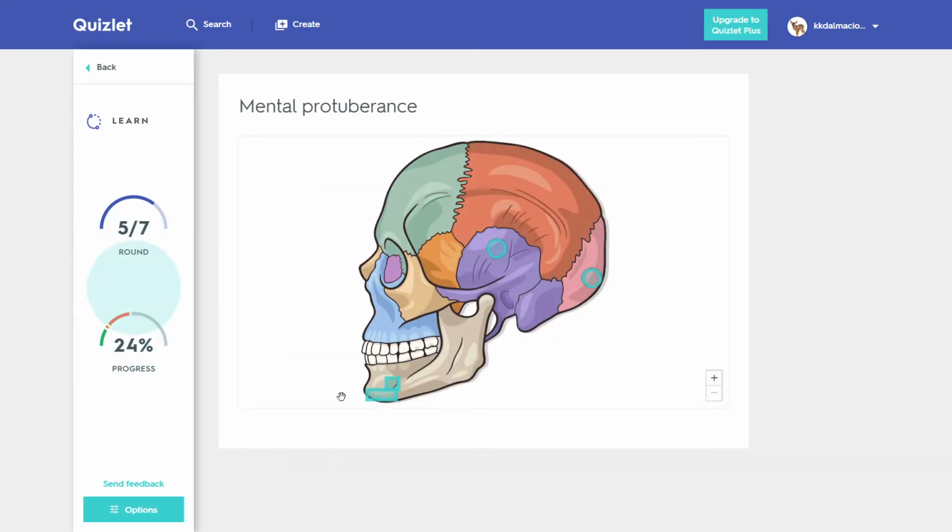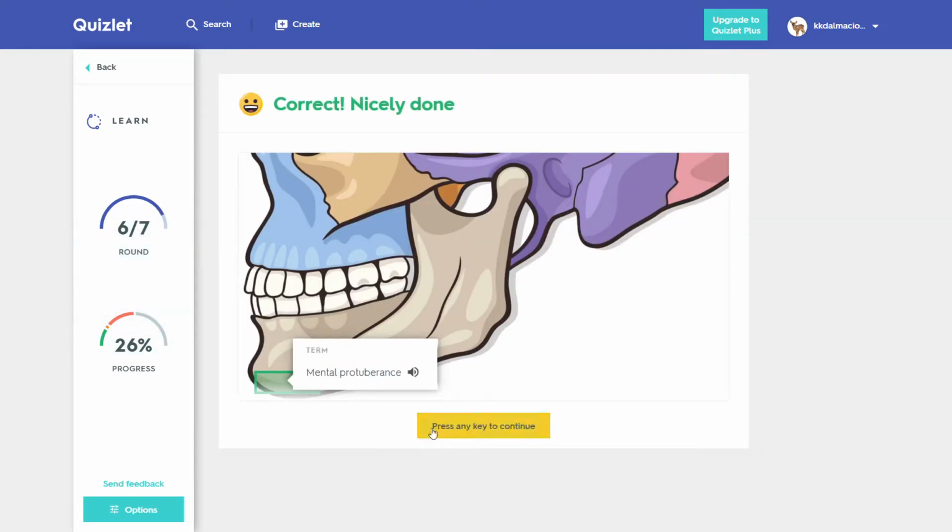Mental protuberance. Okay, think about protuberance. Protuberance is usually a bulging out type of thing. So I'm going to have to go with the bottom of the chin. Okay.